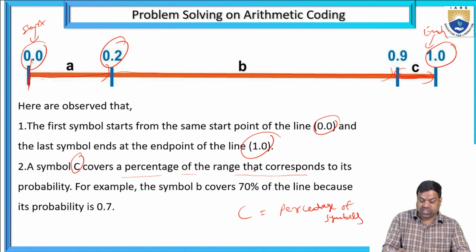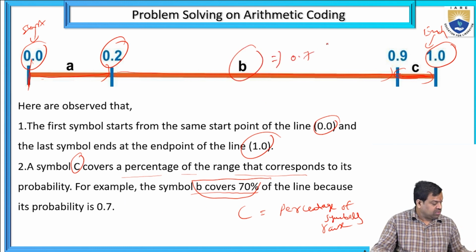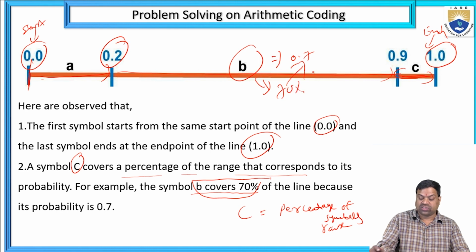Okay, the percentage of the symbol's range corresponds to each probability. For example, the symbol B covers 70%. If B covers 70%, that is nothing but 0.7. The first symbol starts from 0.0 to 1.0, and symbol C covers up to 1.0. So what is the total probability of covering B? If I take it as 70%, 70% is nothing but a probability of 0.7.